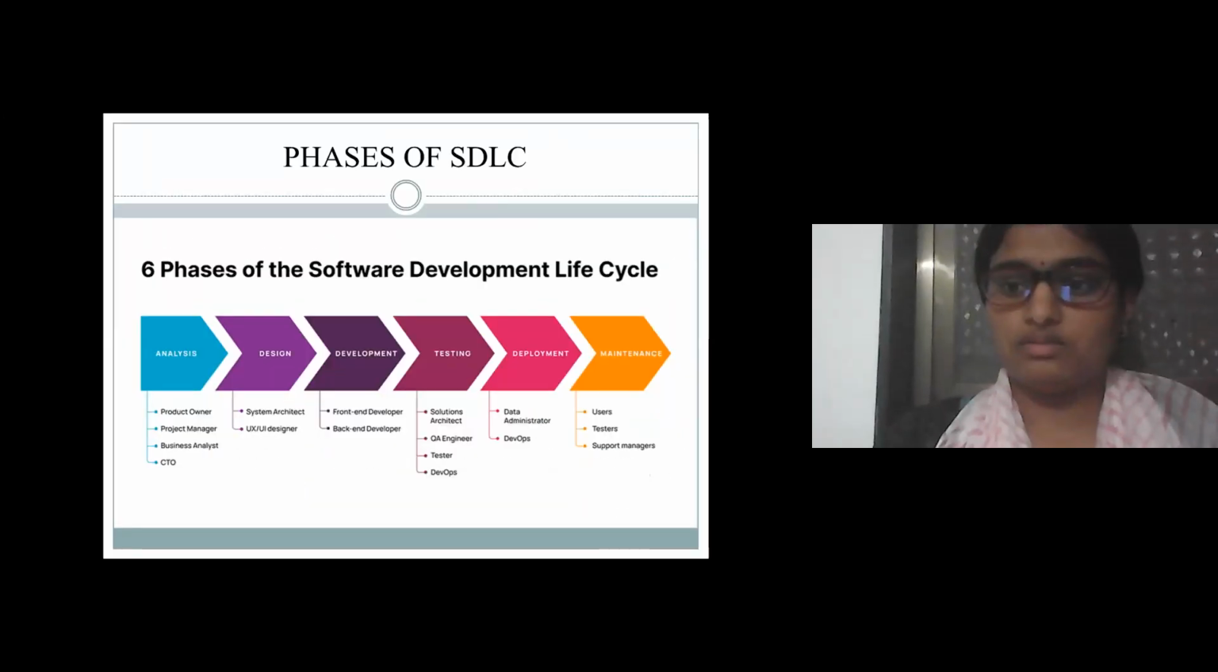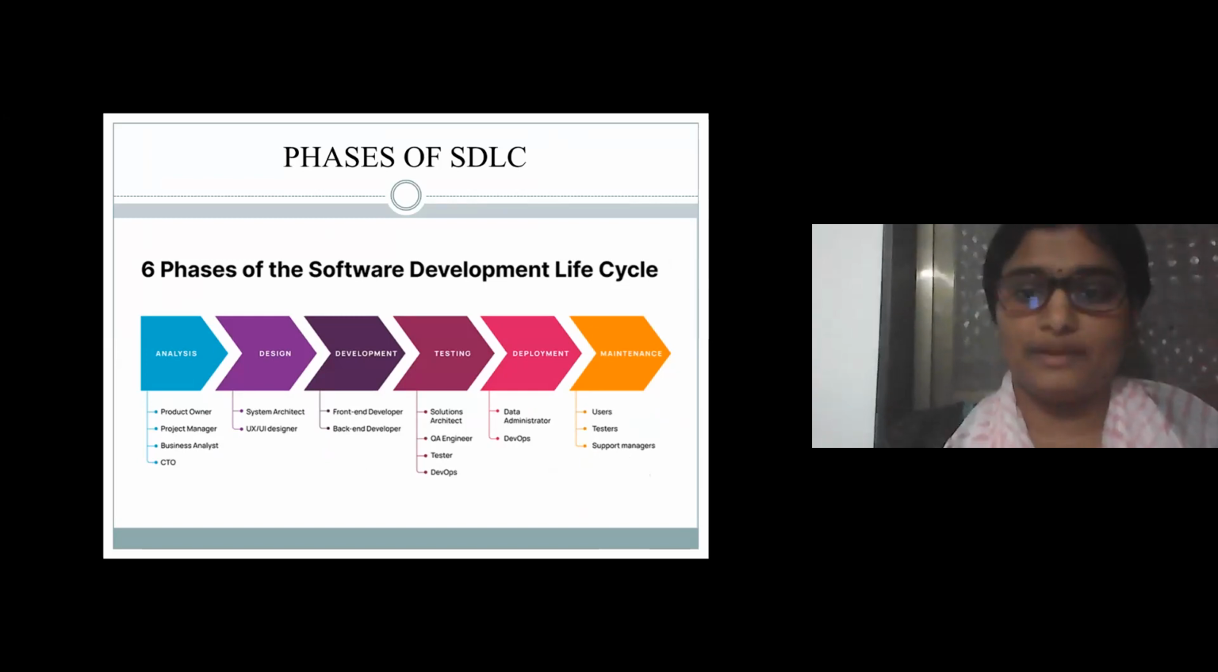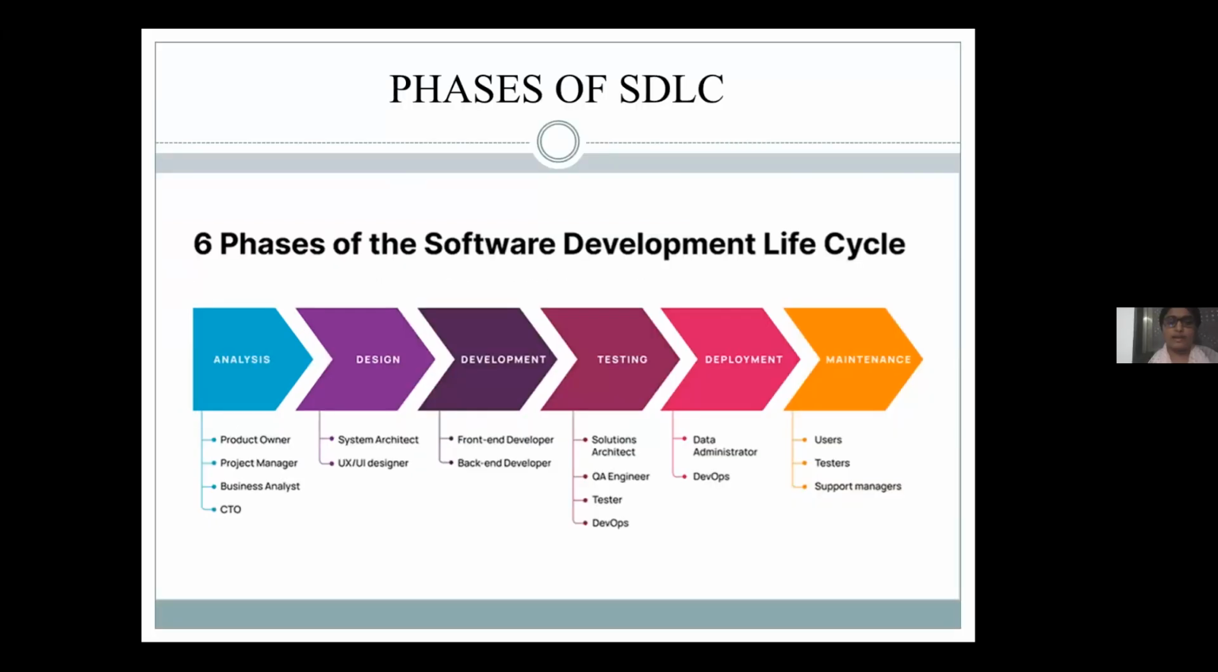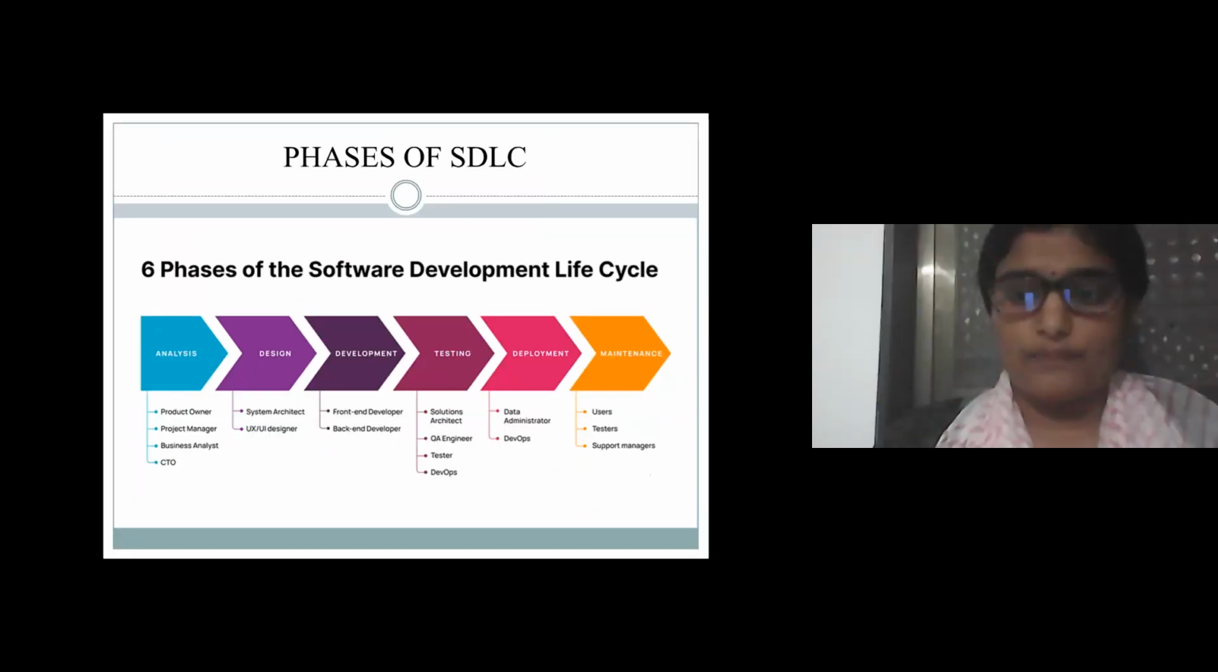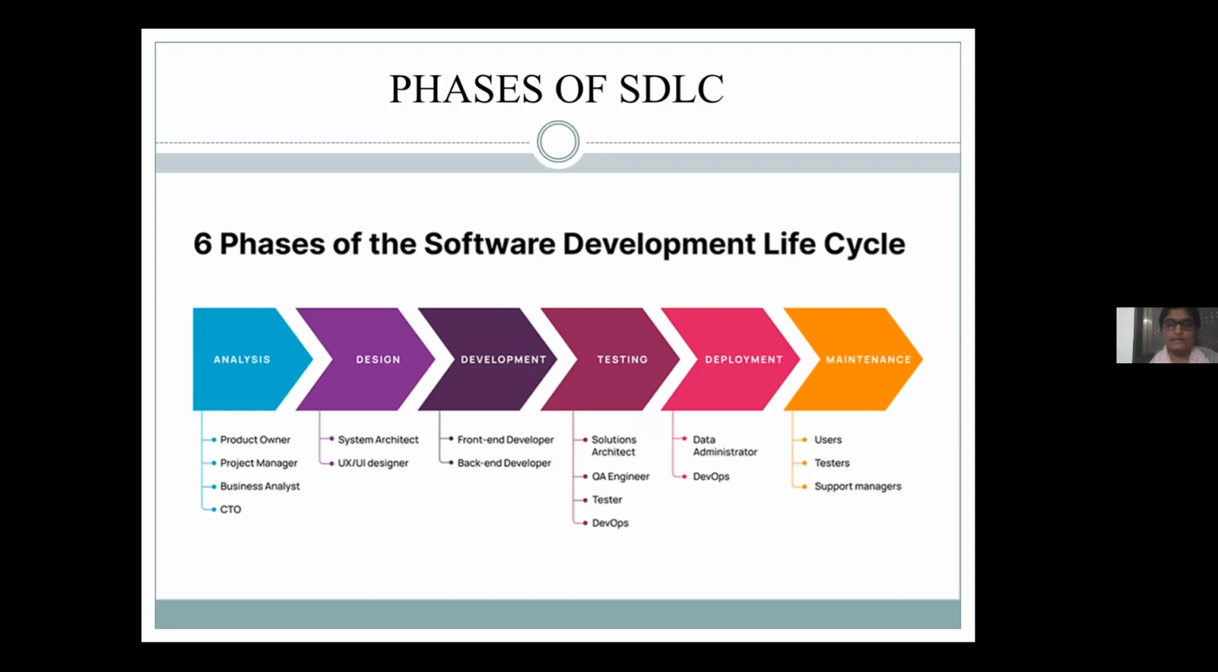The design is translated into source code, and all the components of the software will be implemented in this phase. Development involves front-end developers and back-end developers. Next is testing. Testing starts once coding is complete and the modules are released for testing. In this phase, the developed software is tested thoroughly, and any defects found are assigned to developers to get them fixed. It involves the solution architect, QA engineers, testers, and developers.